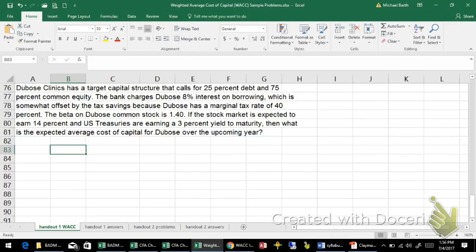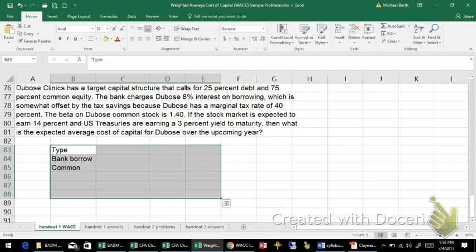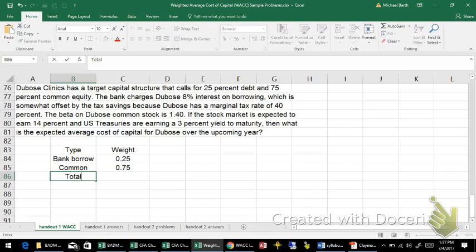All right, so the type of capital is the bank borrowing, and the common equity. Bank borrowing, or debt, if you will. The weight is given in the problem at 0.25 debt, 0.75 equity, so the grand total, of course, adds up to 100%.